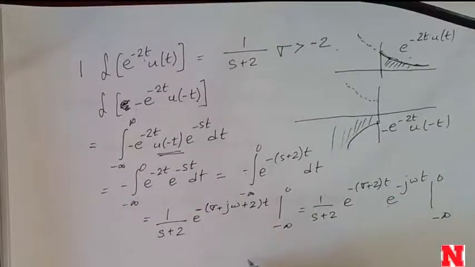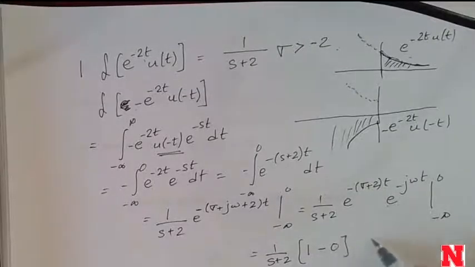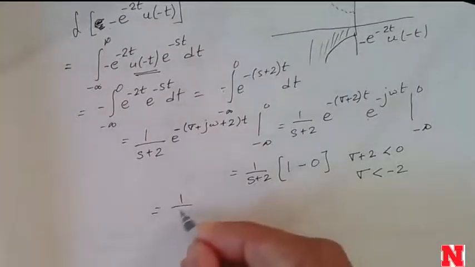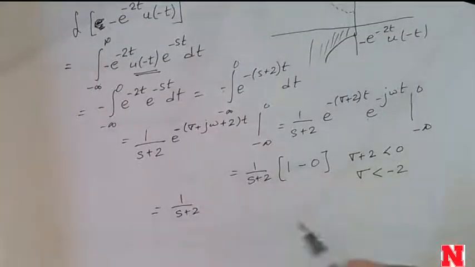So this is going to be equal to 1 over s plus 2. When I plug in 0, it's 1 minus 0, as long as sigma plus 2 is negative, is less than 0, or sigma is less than minus 2. Or this is equal to 1 over s plus 2 for sigma less than minus 2.